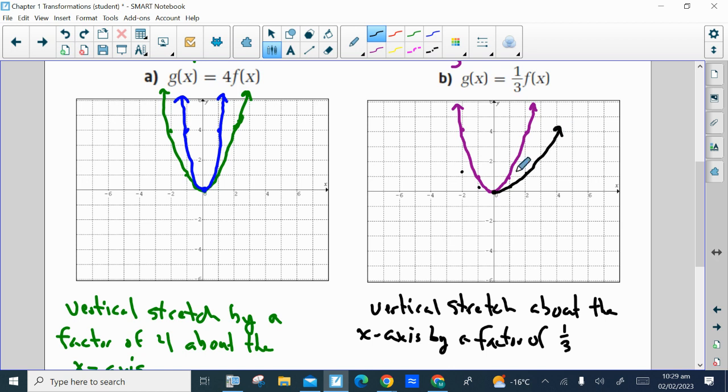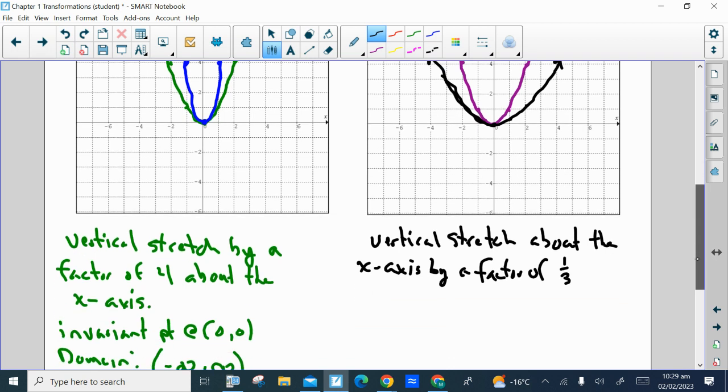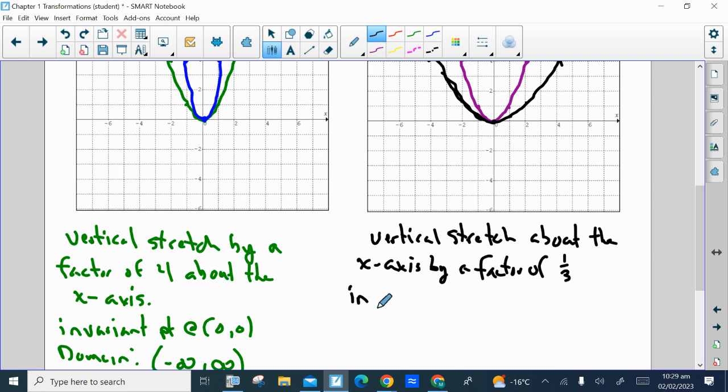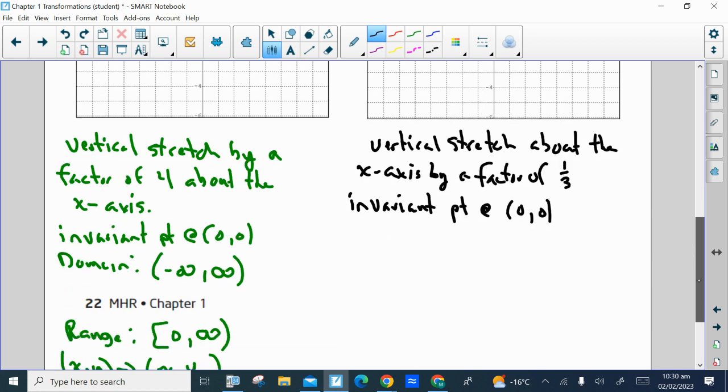So this graph got wider compared to the original. That is the net result of vertically stretching by a factor of 1/3. It changed the shape of the graph. Didn't change the orientation, still opens up. Didn't change the position, didn't go left, right, up, down. Just changed the shape. Again, our invariant point is at 0, 0. And like the last one, our domain and range didn't change.